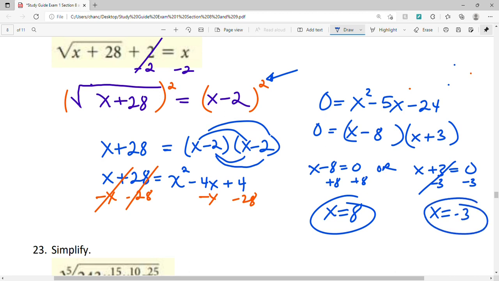Now you're going to have to check your work. You're going to plug it back into the original equation for each of these x's. Now why do we have to check our work? We squared both sides right here, so you have to double check your work. And if you plug in x equals 8, it's going to work. It's a good solution. But if you plug in x equals negative 3, that does not work. But I want you to check in the original problem on your own that negative 3 does not work.